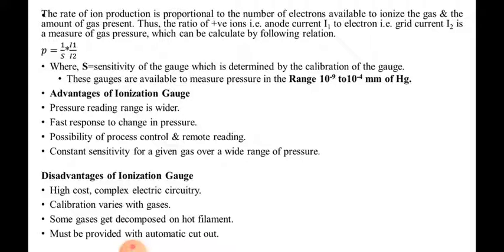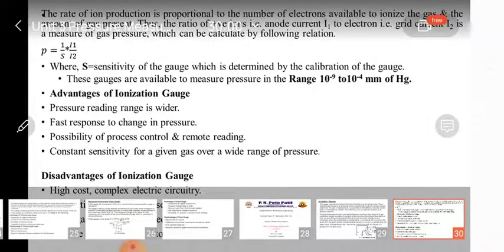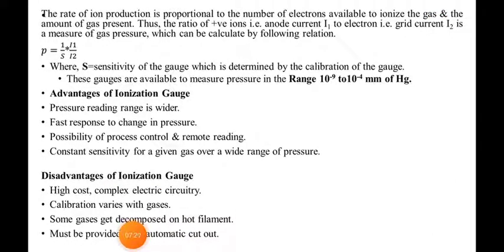The limitations or disadvantages of an ionization gauge: the cost of the instrument is high, and it has a complex electric circuit. Okay, which means the electric circuit of that instrument is complex, and the cost of that instrument is also high. Calibration varies with gases. Suppose the pressure of a gas is to be known, and the gas changes. It means every time we will have to measure the pressure of different gases. In that case, the calibration will change.